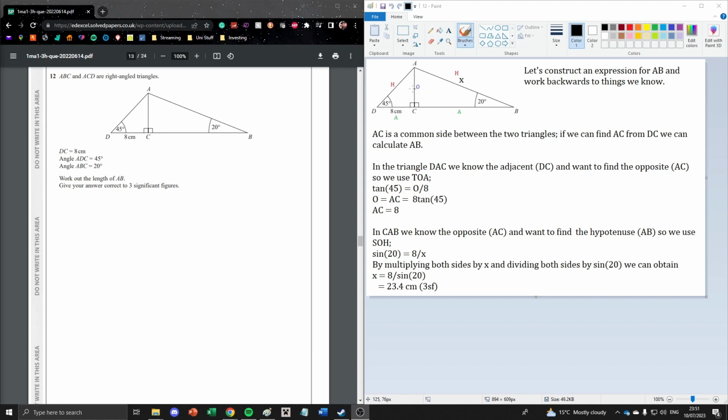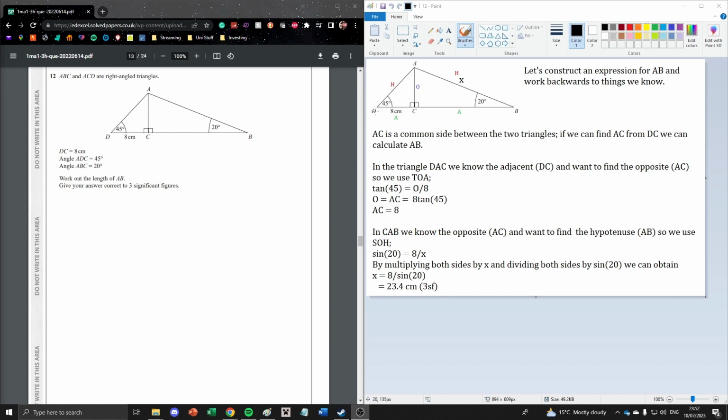So the first thing we're going to do in these sorts of trigonometry questions is label the triangles. So we have the hypotenuse of both triangles, we have the adjacent sides to the angle of both triangles, and the opposite side to the angle of both triangles, labeled here. We can see that we've got AC as a common side between these two triangles. So if we can find the length of that, we can use the information from this triangle to determine things about this triangle. So that's what we're going to do first.